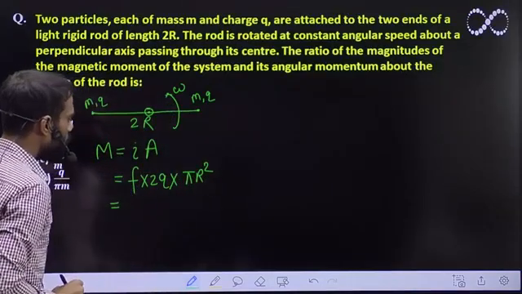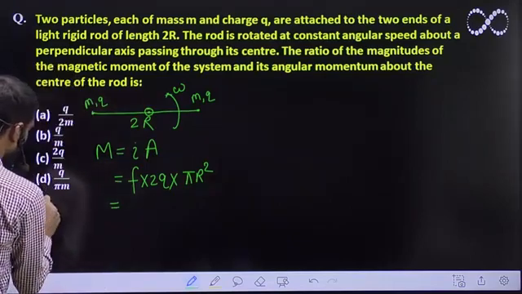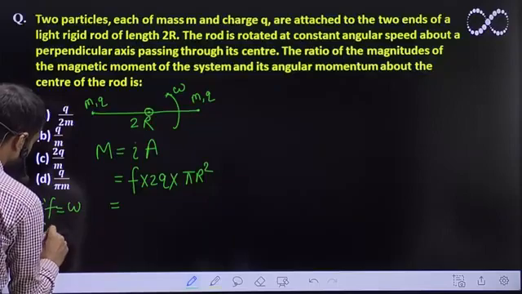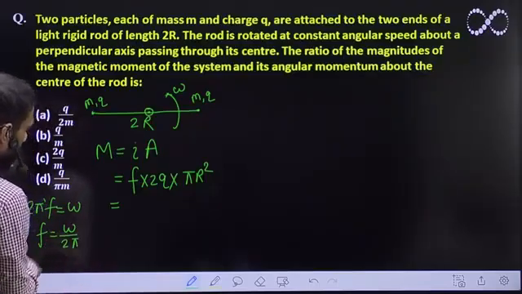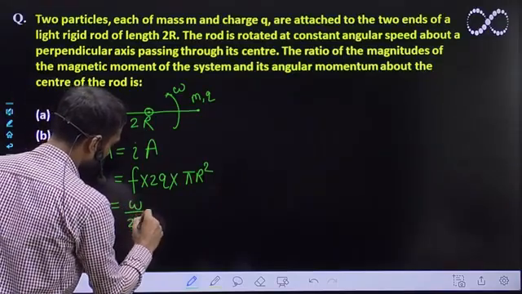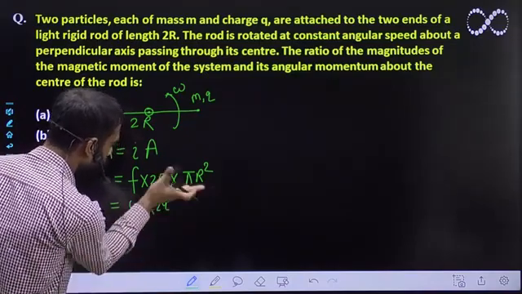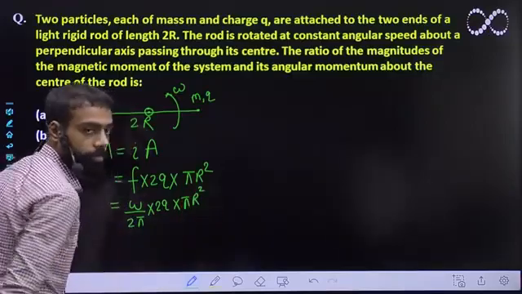Now frequency will be how much? As you all know, 2 pi f is equal to omega, so f is equal to omega upon 2 pi. So I can replace the value of f here, so this becomes omega upon 2 pi into 2q. This becomes the current, and I into A, that is pi r square, will give you the magnetic moment.